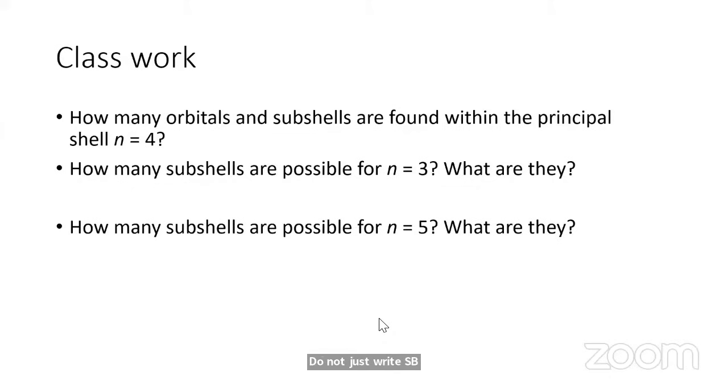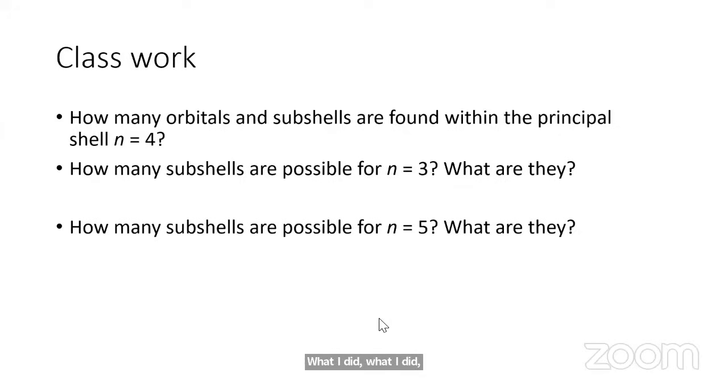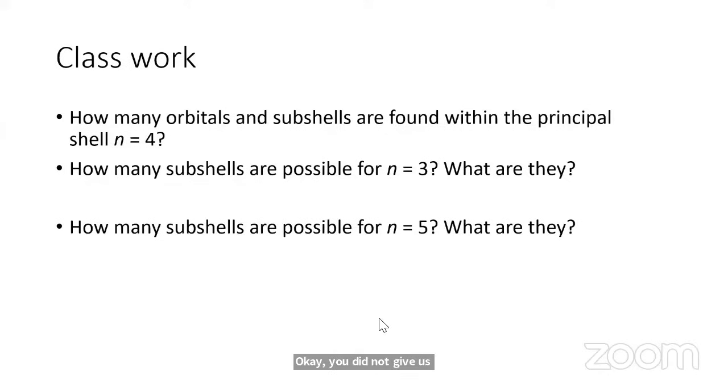How many subshells are possible for n equal to 5, and what are they? What are they? N equal to 5. Omo, Carol, I can see you. Emmanuel, I can see you. I'm seeing all of you. N equal to 5, 5 subshells. Ferdinand, you didn't give us the what are they? What are they? Okay, you did not give us. Good. What are they? I didn't ask you to give us the number of orbitals. I said, what are the subshells for n equal to 5?